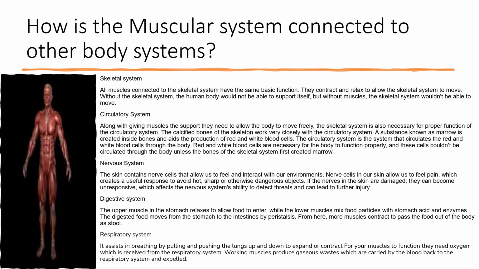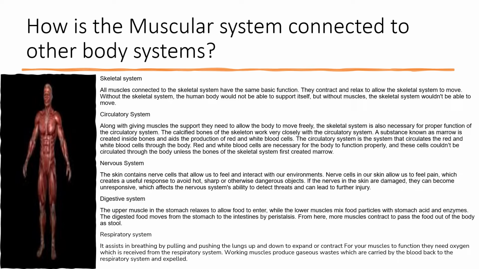Circulatory system. Along with giving muscles the support they need to allow the body to move freely, the skeletal system is also necessary for proper function of the circulatory system. The calcified bones of the skeleton work very closely with the circulatory system. A substance known as marrow is created inside bones and aids the production of red and white blood cells.